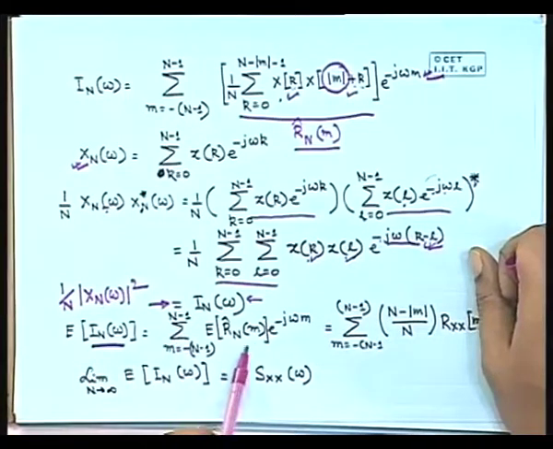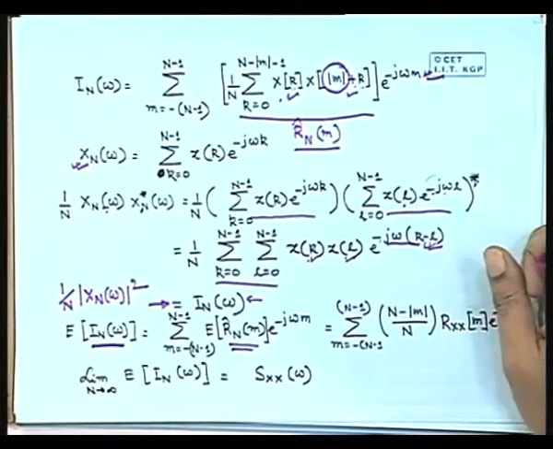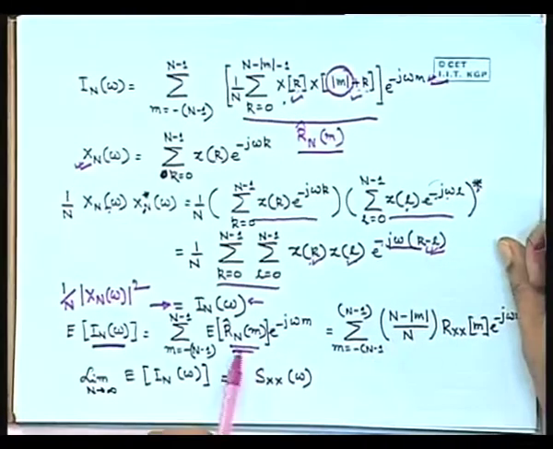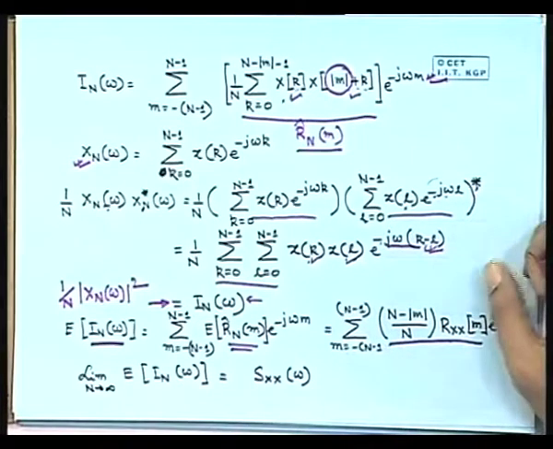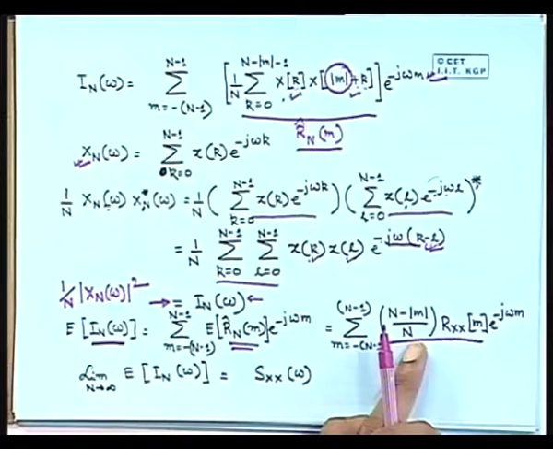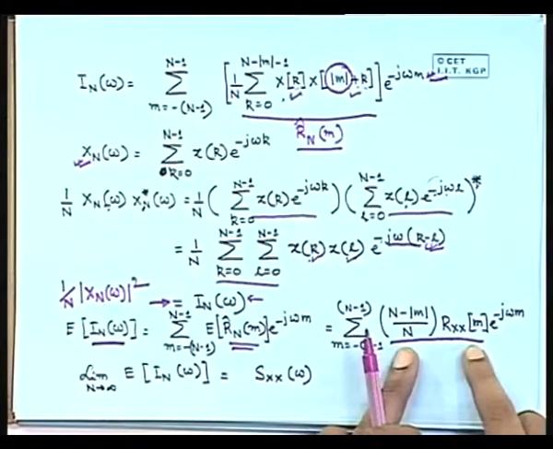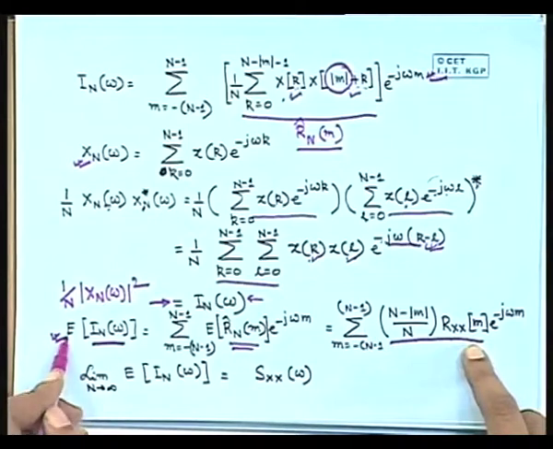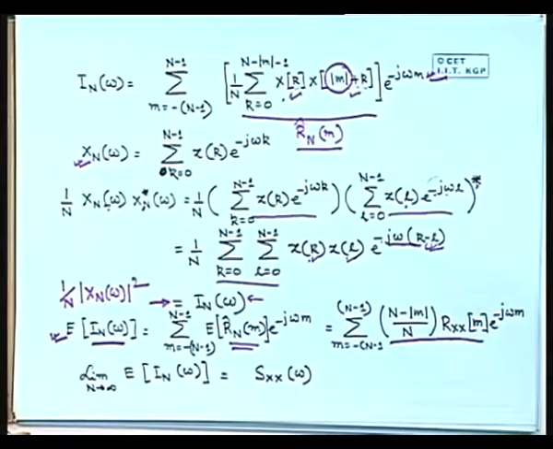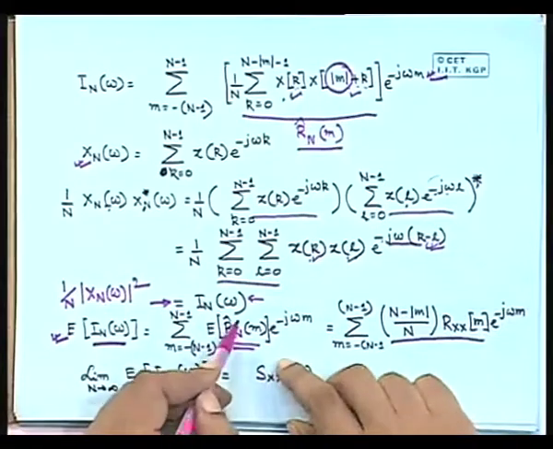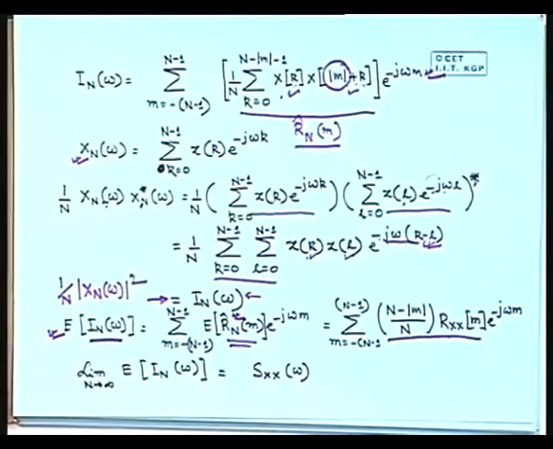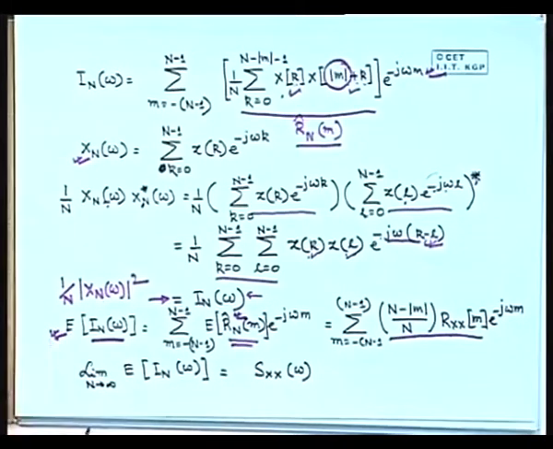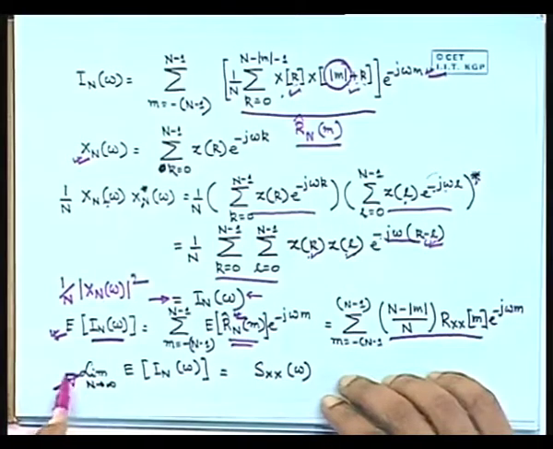Its mean is this, simply just take expectation here. We already know that the expectation of this is this. Remember that we said that it is a biased estimate for a given n. So this is also a biased estimate, but it is again asymptotically unbiased. That is, if n becomes very large, then this will converge to Rxx, and then this will converge to Sxx. So again, the periodogram is an asymptotically unbiased estimate. But the problem is that its variance is very large.